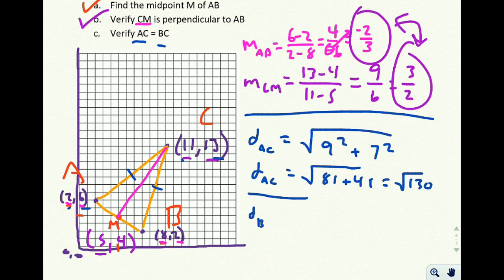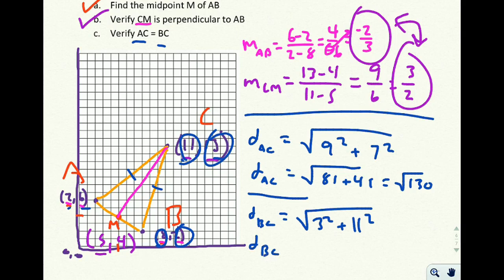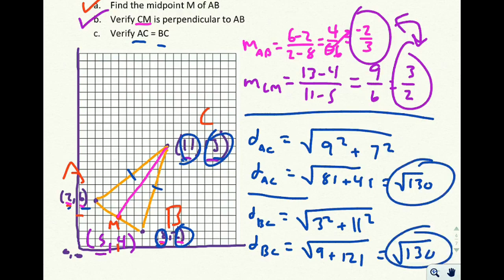So we're trying to verify that it's equal to BC. So let's find the distance of BC. Distance between 8 and 11 is going to be 3. Square that distance. Distance between 2 and 13 is going to be 11. So clean that up. We get 9 plus 121, which is conveniently square root of 130. So these two are the same. We verified that the distance between AC is equal to the distance between B and C. And that is the end of section 4.